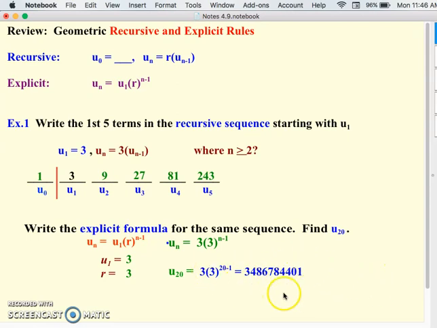Okay. So that's the 20th term in this sequence. If you continue this sequence out until we got to the 20th term way out there, this would be the number that would sit in that spot.